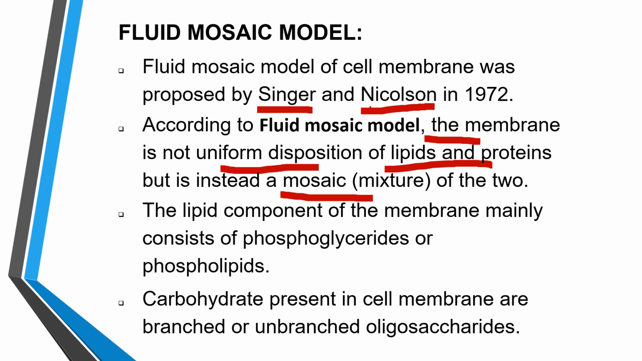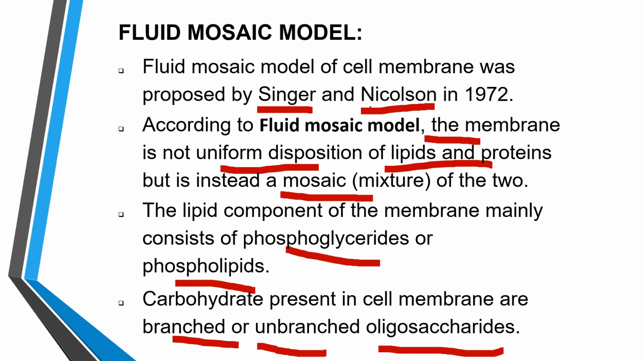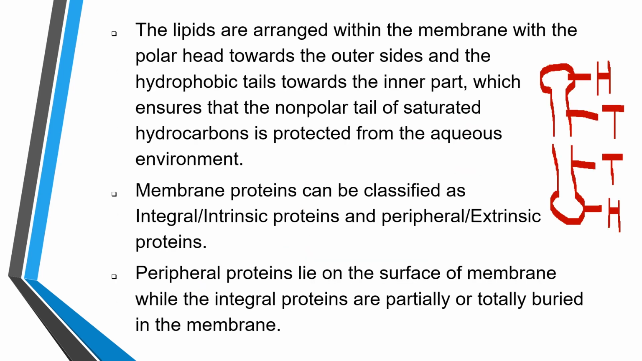They are not present at proper fixed positions. Next point, the lipid component of the membrane mainly consists of phosphoglycerides or phospholipids, and the carbohydrates present in the cell membrane are either branched or unbranched oligosaccharides. Next, students, in the cell membrane, lipids are arranged in such a way that their polar heads are directed outward whereas the non-polar tails are directed inward.